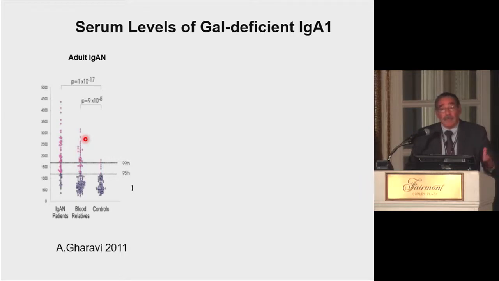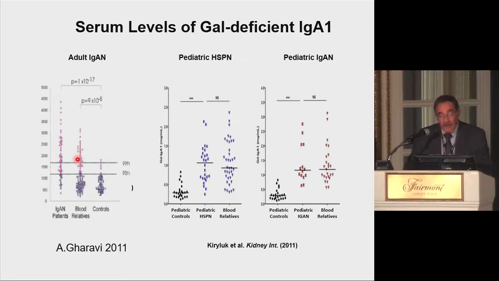But if you look at parents, if you look at siblings, they also have the same galactose-deficient IgA. Here's another study. Christoph Kirylyuk has done a lot of the work with Ali at Columbia. You'll see his name on a lot of the slides. Here are pediatric controls. The higher we go, the more galactose-deficient IgA. Here are the pediatric IgA patients and their blood relatives.